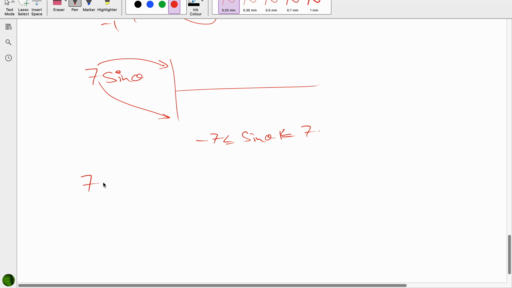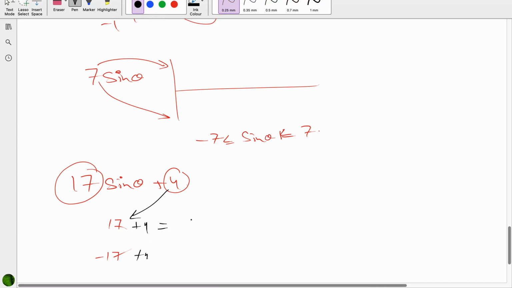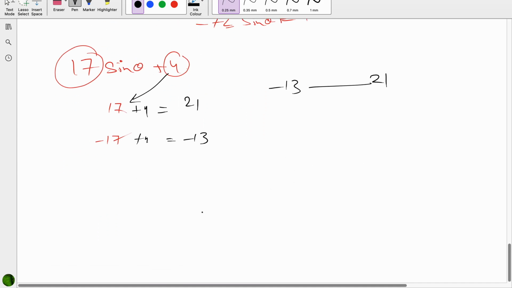So what if the question is 17 sine theta plus 4? So we know it would have been 17 and minus 17. This plus 4 raises it by 4 units. So you just add 4 to them. 17 plus 4 is 21. Minus 17 plus 4 is negative 13. So we have the range from minus 13 to 21. Any confusion in cos theta, sine theta?